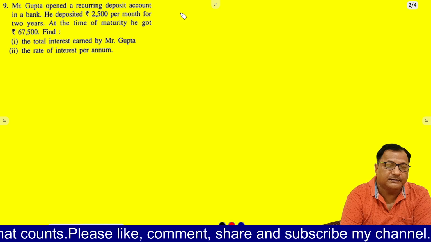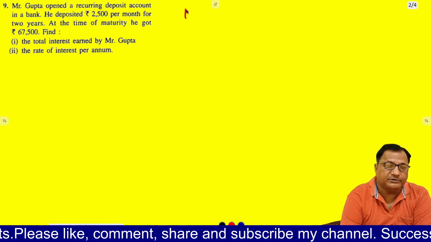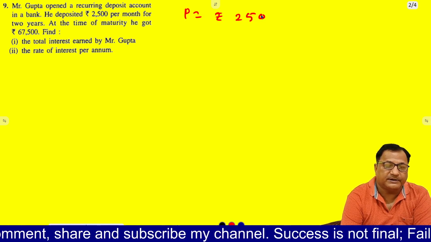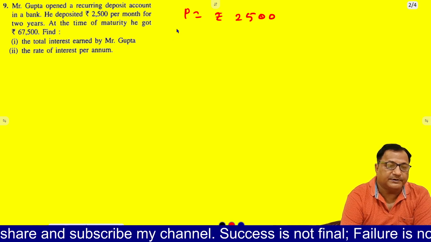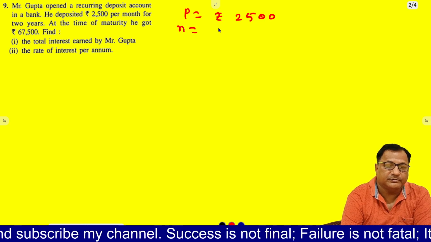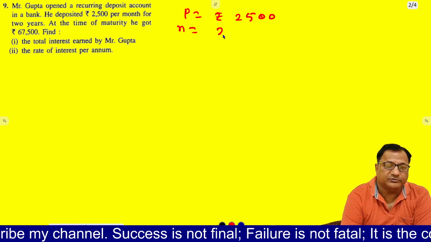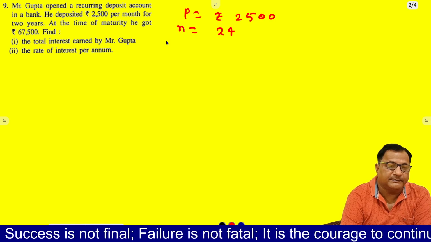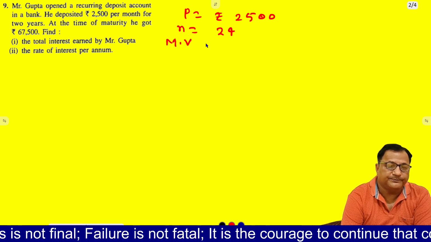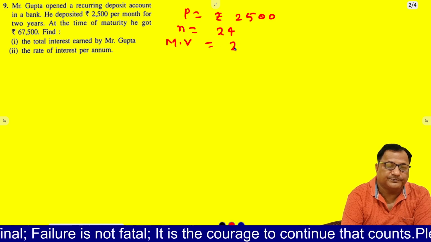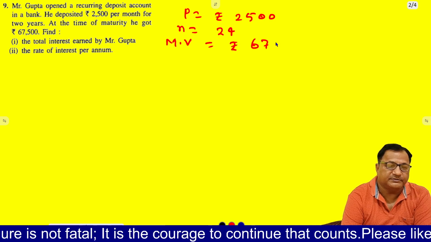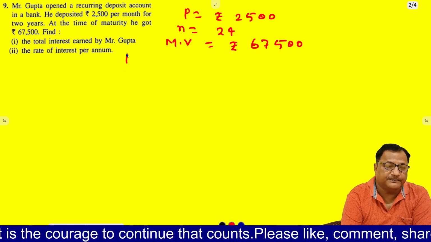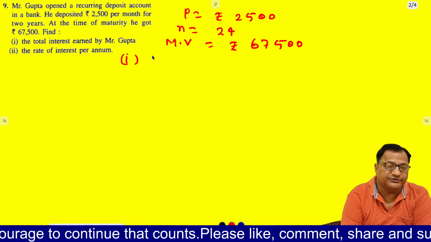So, see, P is equal to rupees 2,500. N is equal to 2 years, means 24 months. Maturity value is given, rupees 67,500. So first we have to find the total interest.